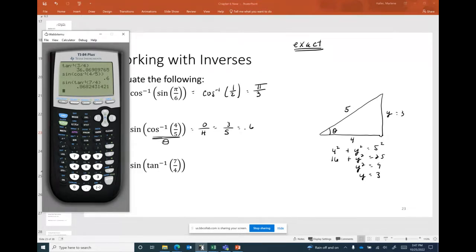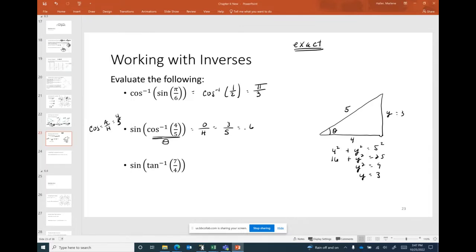That's a very ugly decimal. If I need an exact answer, that calculator is not going to be good. I'm going to need to do a triangle and deal with it this way. All right, well, the tangent is positive. We're restricted to quadrants 1 and 4 in the unit circle. The tangents are going to be positive only in quadrant 1.